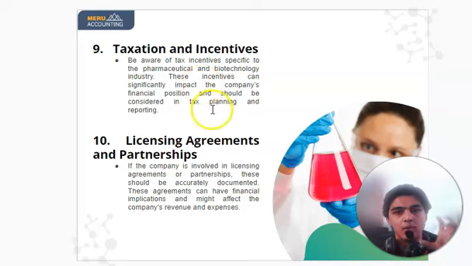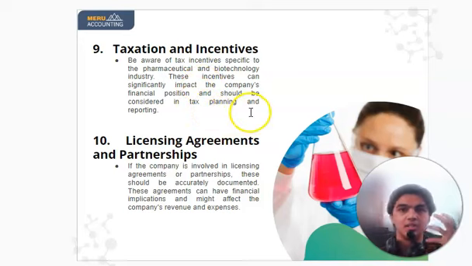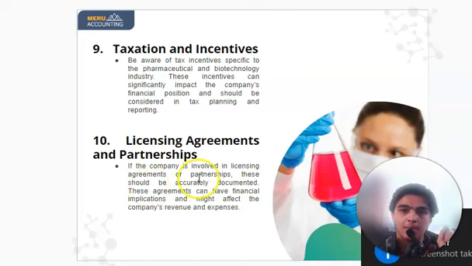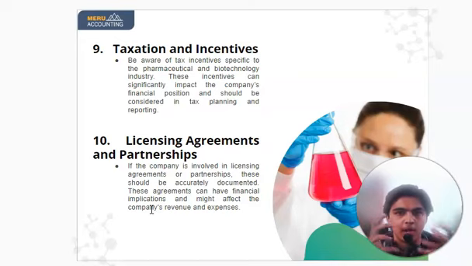Taxation and incentives. You have to be aware of the tax incentives specific to your industry. These incentives can significantly impact the company's financial position and should be considered in tax planning and reporting. License agreements and partnerships. If the company is involved in some licensing agreements or partnerships, then this should be accurately documented.